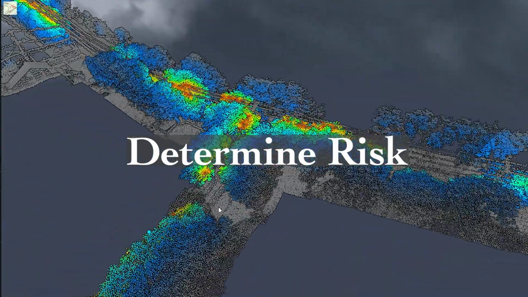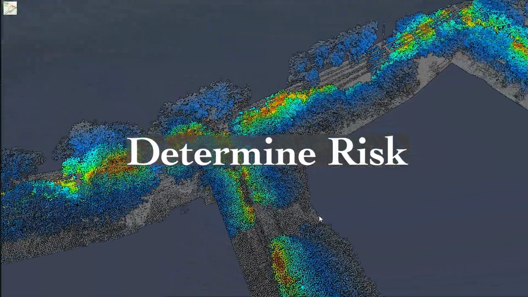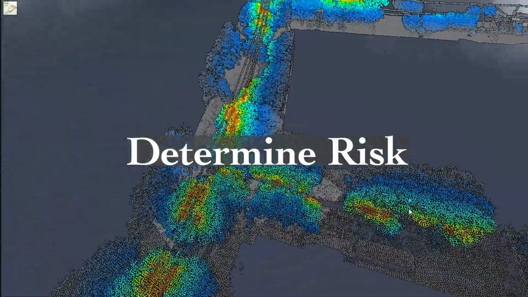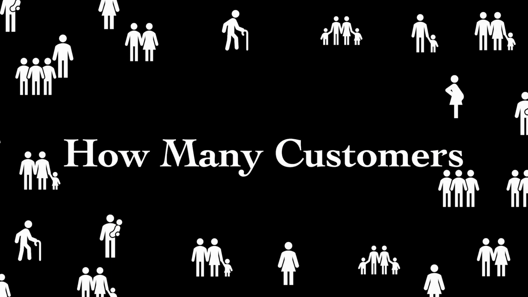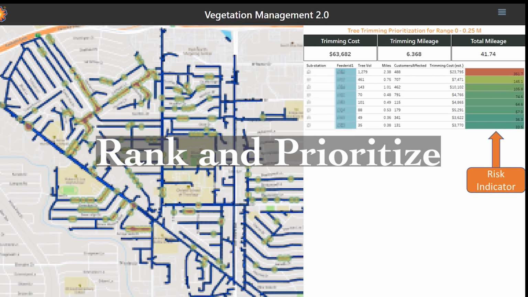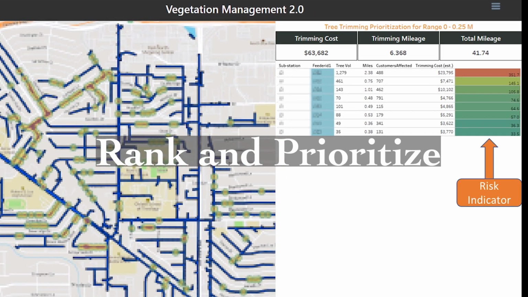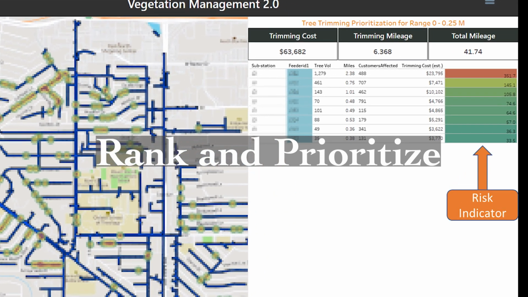However, not all risk of vegetation is considered equal. The risk of vegetation must account for how many customers are exposed by each segment of power line. All of these factors are combined to determine overall risk. This allows us to rank and prioritize tree trimming segments and circuits of our service territory.